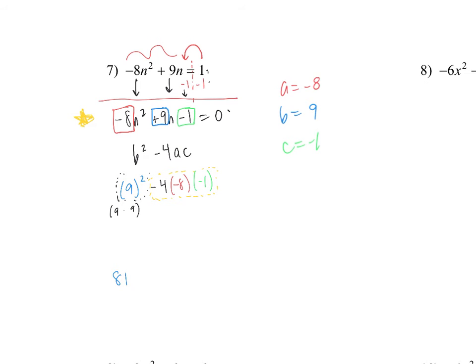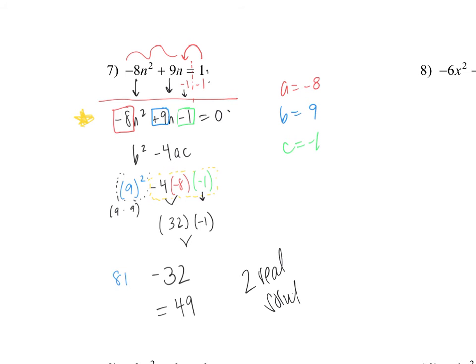What we're going to do is multiply the first two numbers, which gives me -4 times -8 gives me a positive 32. Then I need to bring this -1 down and multiply 32 times -1, which gives me a -32. And then all I need to do from there is subtract. So 81 minus 32, which gives me 49. And this is two real solutions.